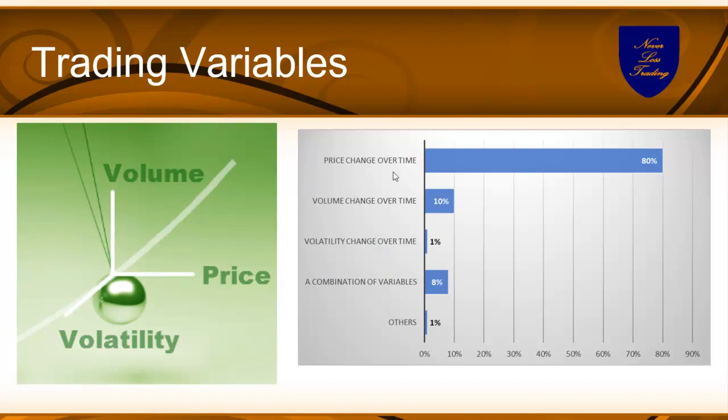80% of the decision-making basis that people operate from are price change over time, moving averages being one of the examples. 10% of the systems use volume change. About 1% only works with volatility, 8% use a combination of, and others, and that's why we're going to operate today with a different way of trading. We want to reduce the factor time and make you different in your trading decisions so that what you do is not the most predictable.